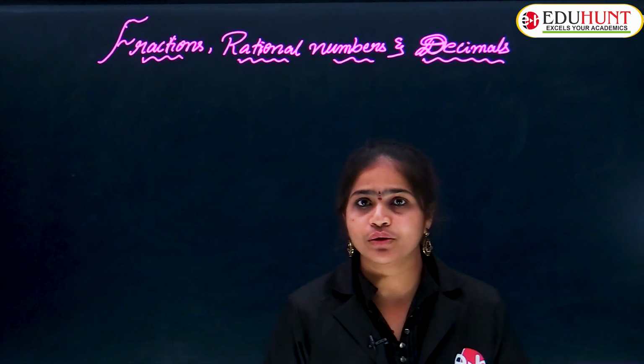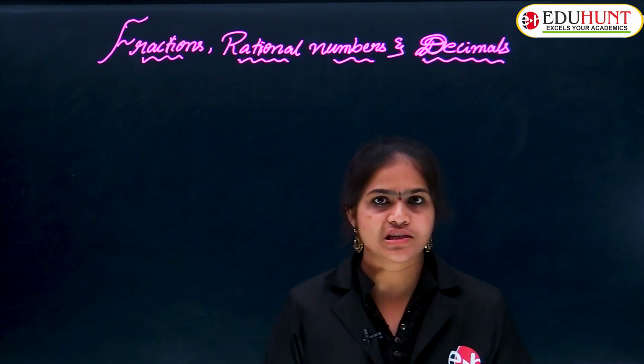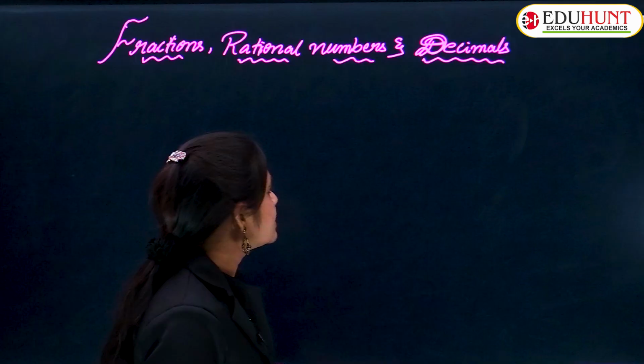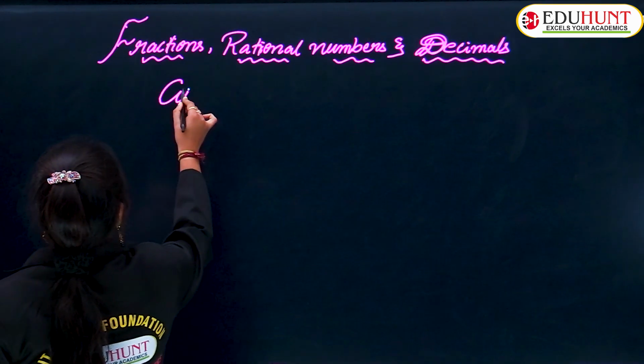Children, in the previous video, we discussed the properties of rational numbers. The first property, the closure property, we discussed, no? Now here see, the second property is the commutative property.